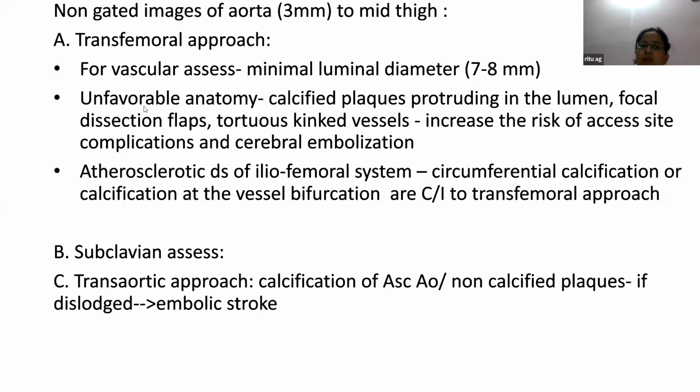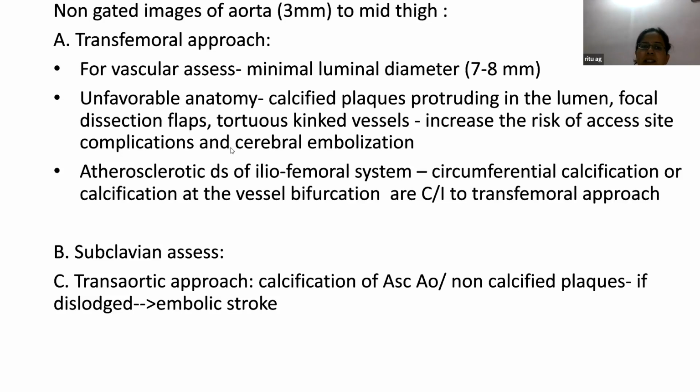Then we also have to document any unfavorable anatomy. What is that? If there is a calcified or non-calcified plaque protruding into the lumen and making the lumen smaller, then the cardiologist should know beforehand that he should be careful navigating through that area. If there is a focal dissection flap, then again they have to be careful because it can turn into a full-blown dissection. Then if the vessels are very tortuous or kinked, that has to be documented too, because it changes the type of guide wire they use for performing the procedure.